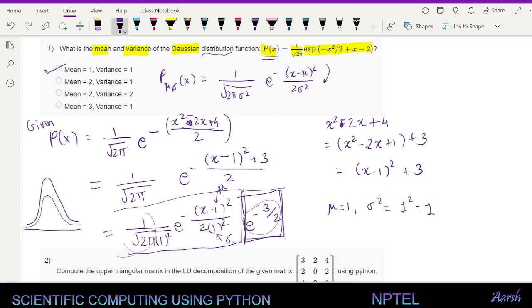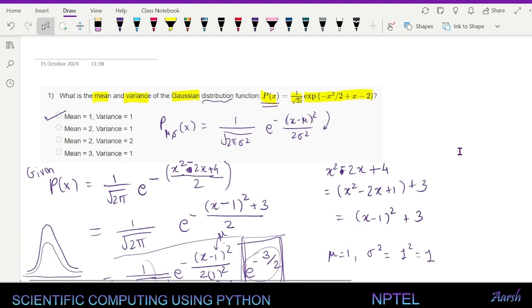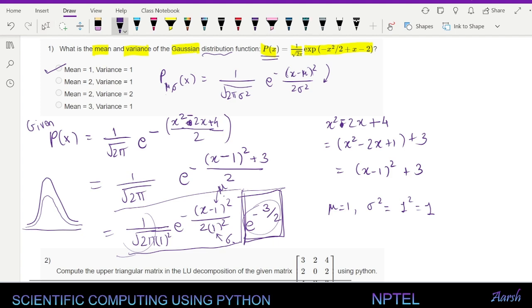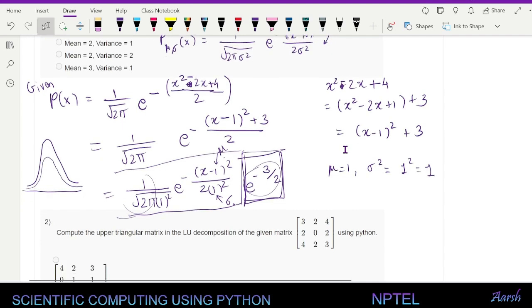This Gaussian with this e raised to minus 3 by 2 is a constant multiple. Yeah, it is a constant. So it's a Gaussian function, but it's not a Gaussian distribution.